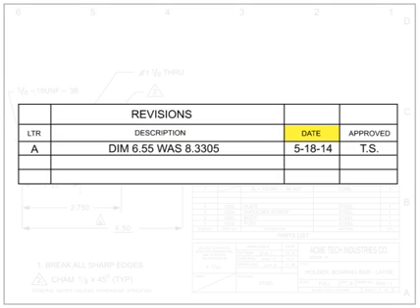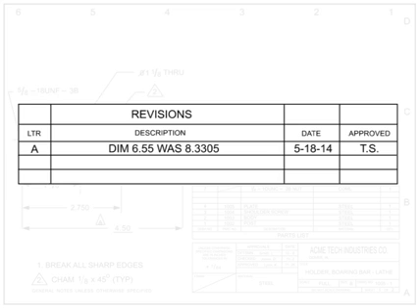The date and approved columns show when the change was made and who approved it. This helps to track the history of changes to the blueprint. Other information sometimes contained in this area includes the zone where the change can be found, other signatures required to approve the change, and the serial number to indicate when the part change became effective.